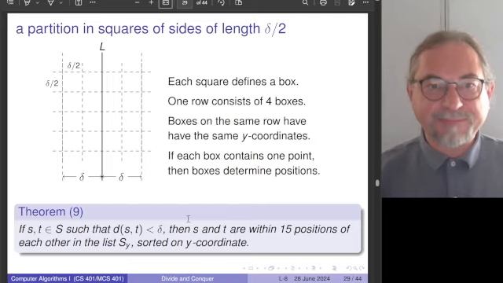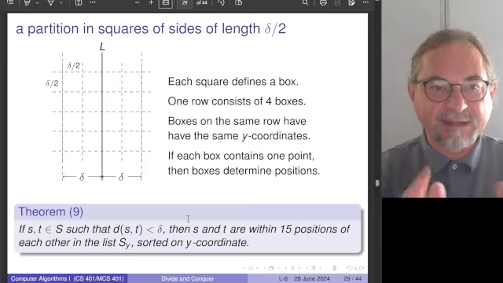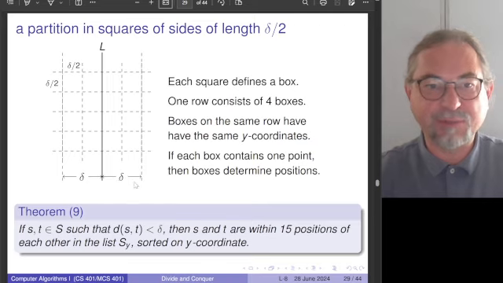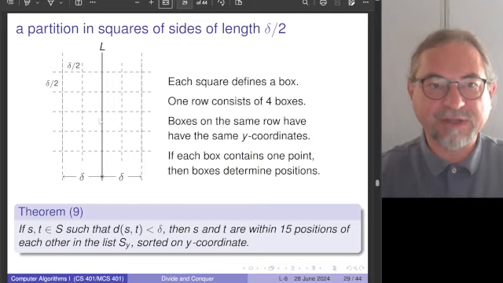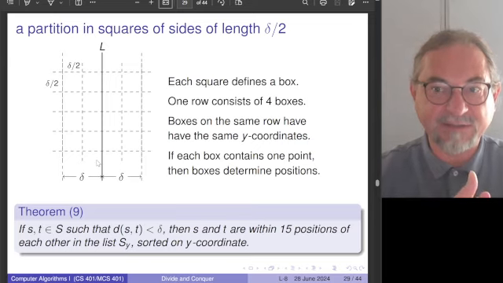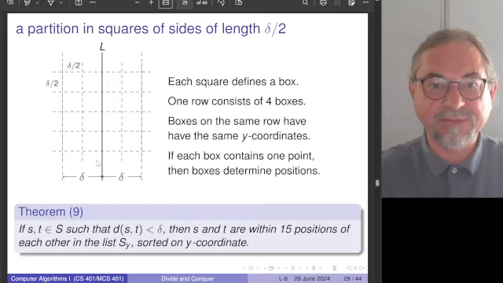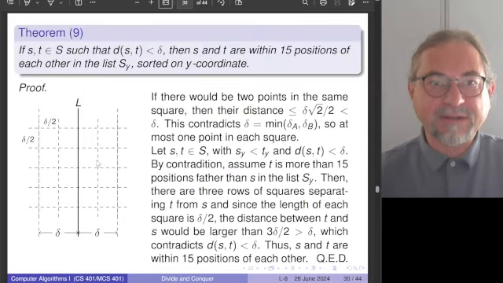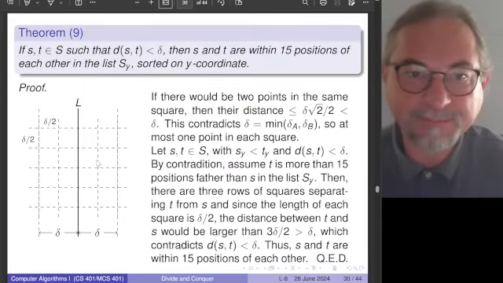It's clear that this strip only consists, by definition, of points in this range of delta. And we consider two points in the strip, and if their distance is less than delta, they're actually within 15 positions of each other. Okay, so let's make that formal.